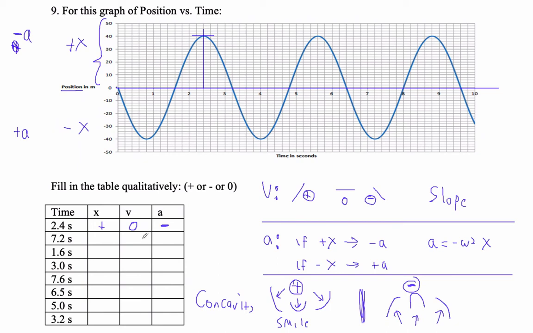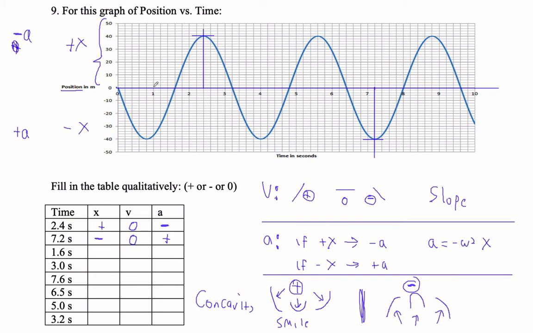Let's find 7.2. Here's 7.2. That's another special one. So our x now is negative. I believe our velocity at that point, the tangent line, would be level, so it'd have zero slope. And then, of course, we're going to have a positive acceleration. Whenever you're filling this out, the acceleration will always be just opposite of x, because of math, because of physics.